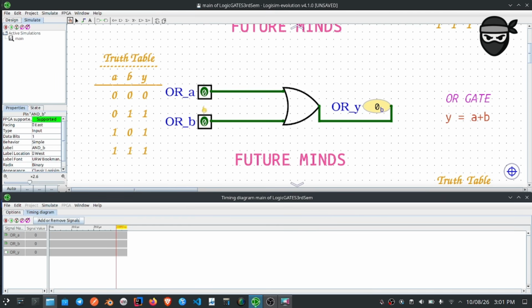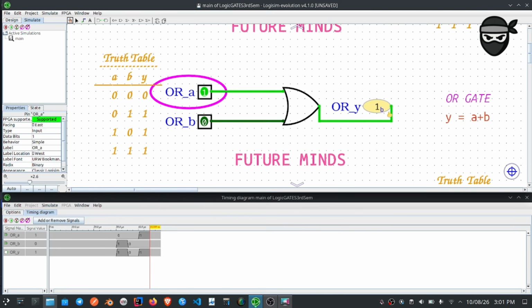Changing pin B as 1, the output becomes 1. Again, taking B as 0 and A as 1, the output again becomes high. When both are high, it again becomes 1.